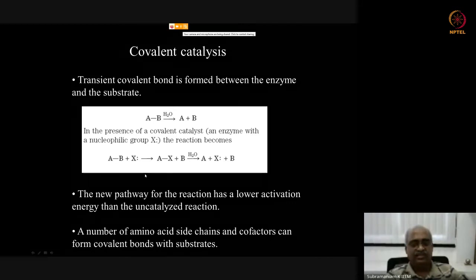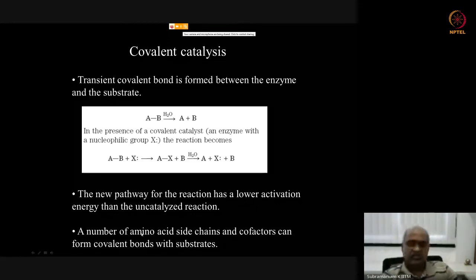And when these sort of things happen, there is a new pathway for the reaction. This is one pathway, this is a new pathway. Instead of going from AB to A plus B, this goes via AX plus B and then A plus X plus B. So this new pathway has lower activation energy, because this bond formation requires a lot less energy, like this transfer of the covalent bond from B to X requires a lot less energy than breaking this outright. And similarly, hydrolysis of this requires less energy.